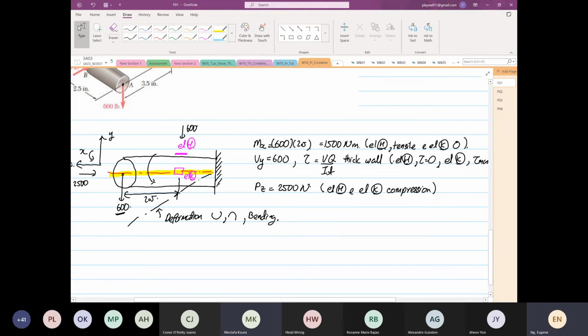No, there's only the two forces on it. Right? I mean, there's a torsion, but not on this view. Yeah, not from this view, right?